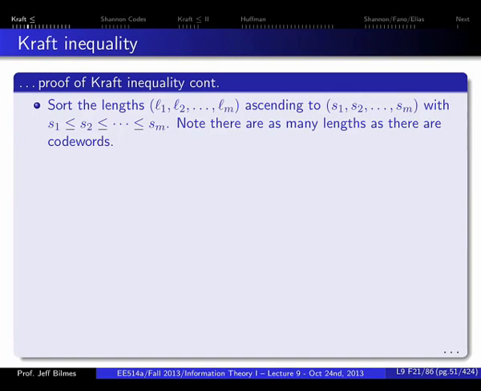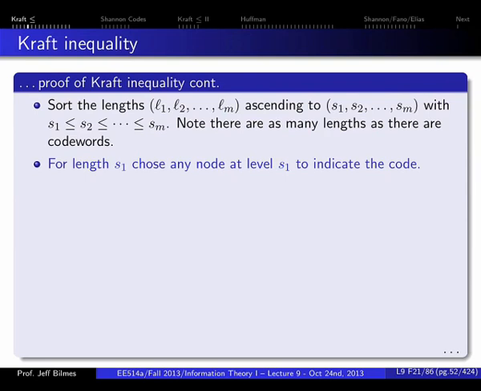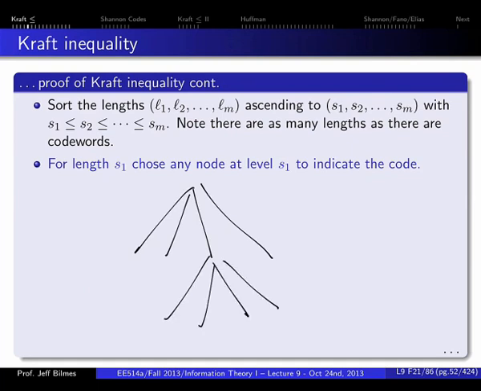So we're going to start essentially by constructing code words by doing a tree traversal, starting with the shallowest level in the tree. So we sort these lengths. There are as many lengths as there are code words. And so let's start with the smallest length. So choose any node at level l1, at that length. And that will be the code word for that length. So it doesn't matter what it is. We've got this tree. Let's say for some reason the first length is length 2. And let's say D is 4. So then what we would do is choose this one.